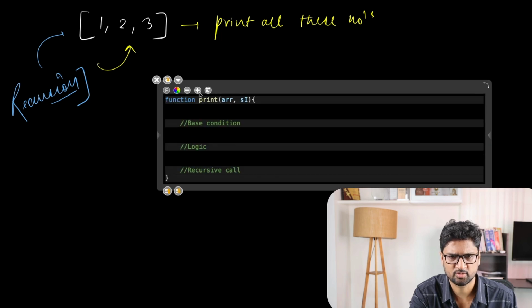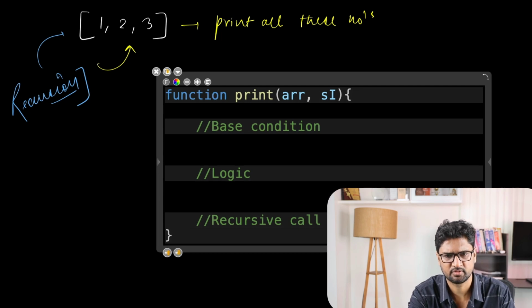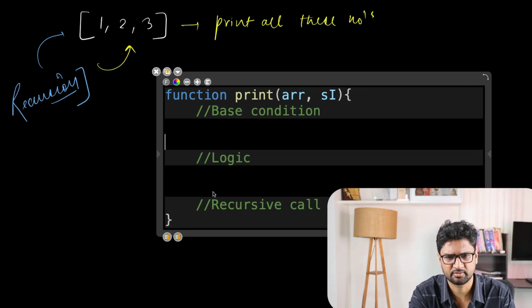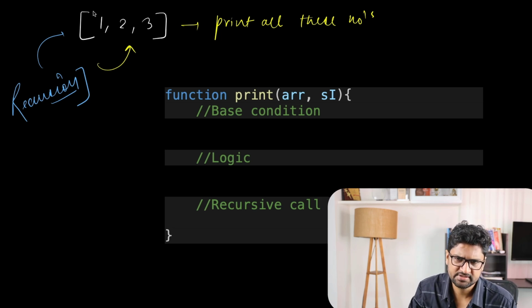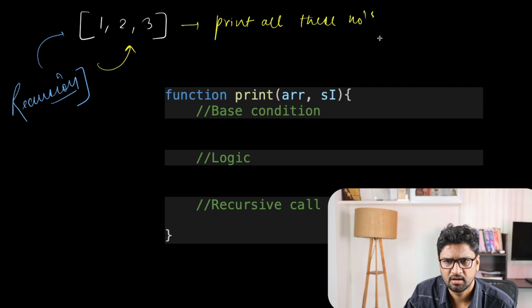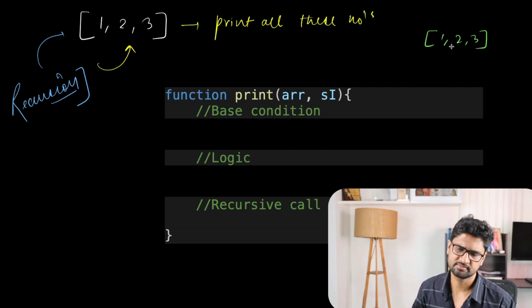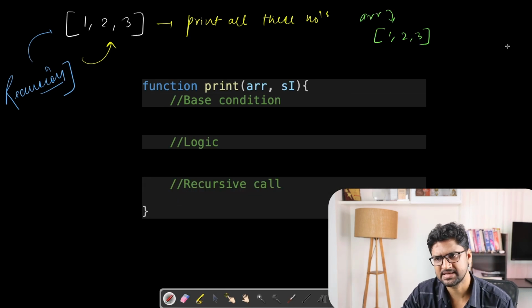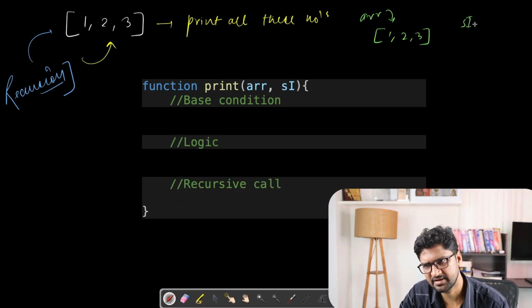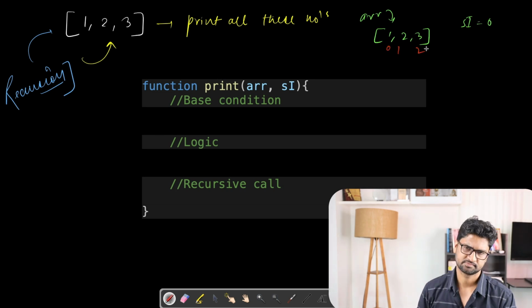Any recursive code that we have to write, we have to write the base condition, we have to write the logic, and we have to write the recursive call. Correct? Now if you see here, this is my 1, 2, 3. This is my array which I want to pass, and SI, the starting index, will be equal to 0. Let's say that the index starts from here, 0, 1, 2.